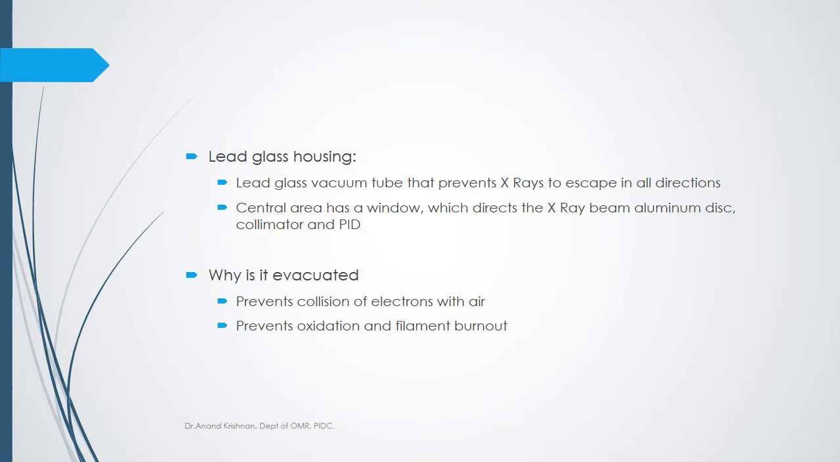Because electrons have the ability to interact with gaseous molecules. Here, what we want our electron to interact with is the atoms in the anode, not with anything else, and to prevent oxidation and filament burnout. It's basic simple physics: if you want to burn something, you need oxygen. For fire to burn, you need oxygen. You cut off oxygen, it's not going to burn. There is nothing to burn. So that principle is applied here, so that the filament does not burn out.